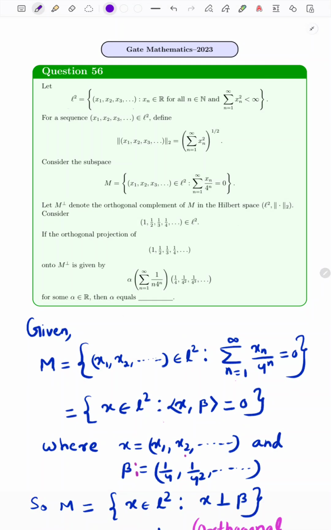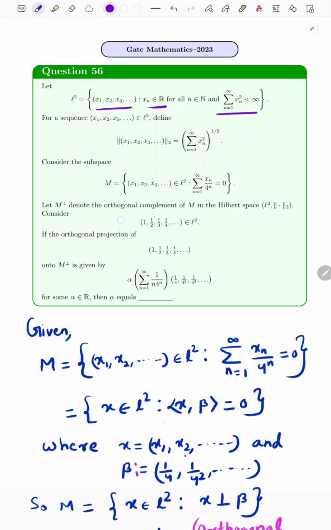Hello everyone, let us solve a very interesting question from the functional analysis part, and it is asked in the GATE 2023. In the question, the L2 space, this Hilbert space L2, is given. It contains all the sequences whose entries are from the real number set such that the series, the summation n from 1 to infinity xn square, is a finite quantity.